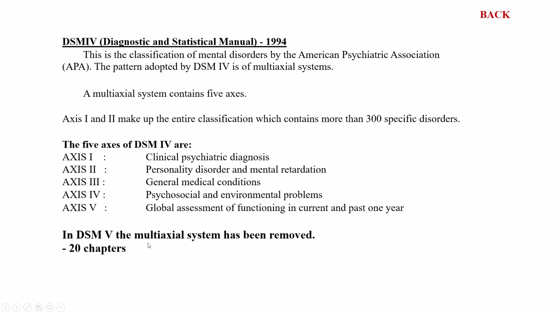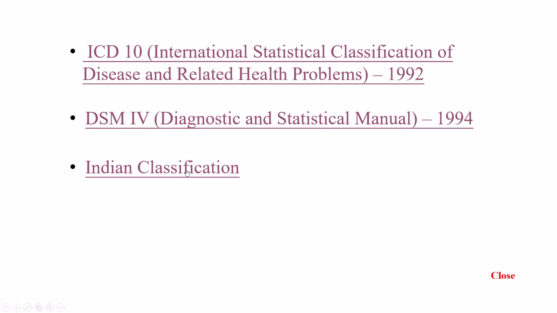I said DSM-5 also came. In DSM-5, the multi-axial system has been removed. The axis 1, axis 2 method is removed, and instead they made chapters. There are 20 chapters explaining all the categories of mental disorders. So DSM-4, before that, was with the axis system; now it is a chapter system. That's all. Next we are going to see the Indian classification.